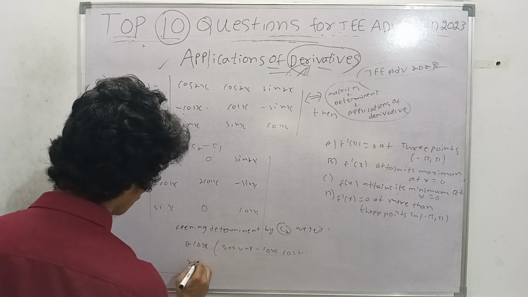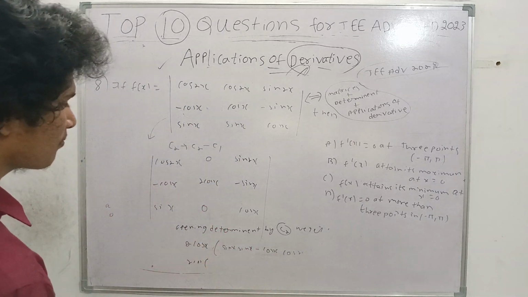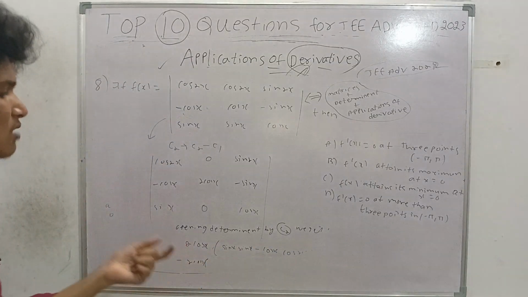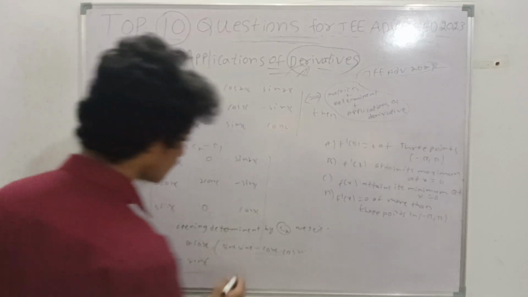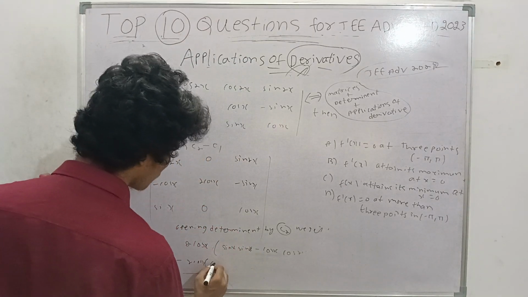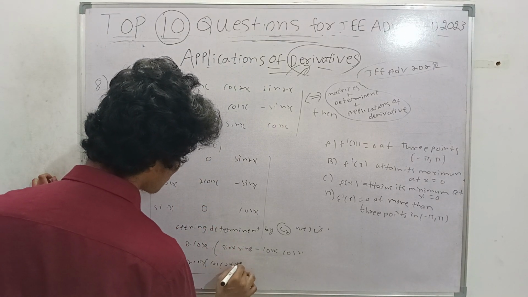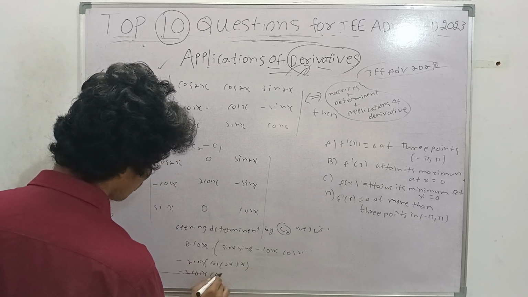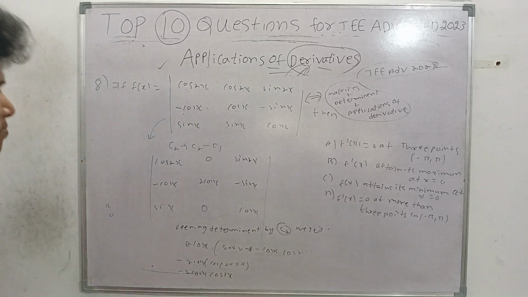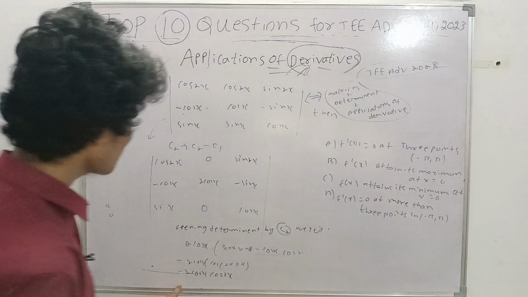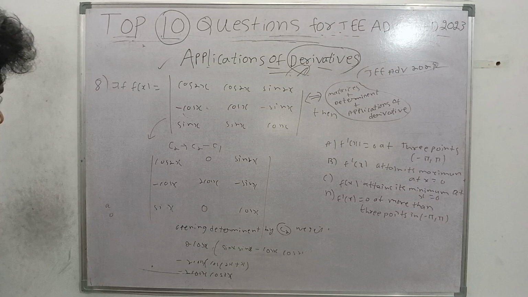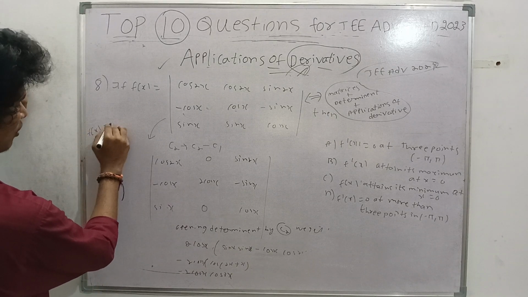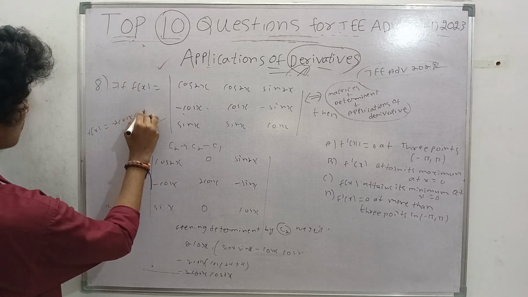What is this formula? If you take minus from here, what you will get? You will get cos x cos 2x minus sin x sin 2x. What is the formula of that? It is cos of 2x plus x. It will be minus 2 cos x cos 3x. This is the thing we got, that is, f of x equal to minus 2 cos x cos 3x.